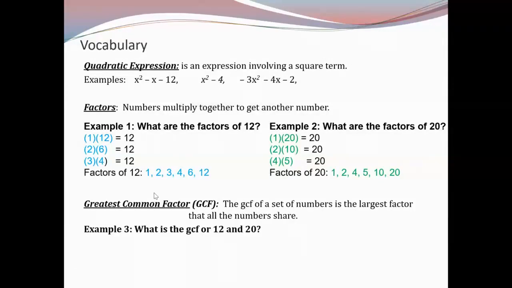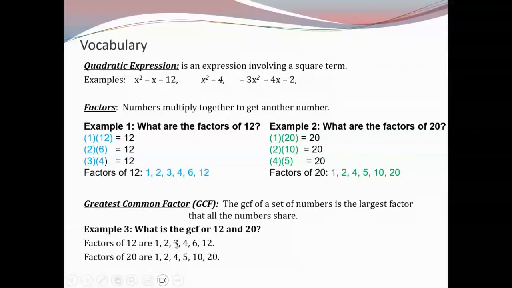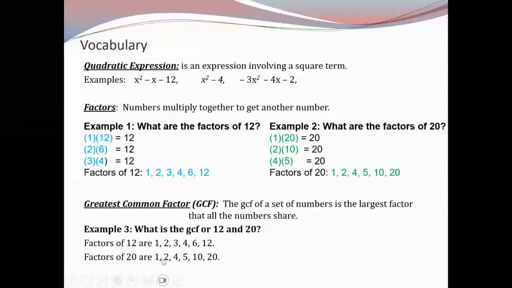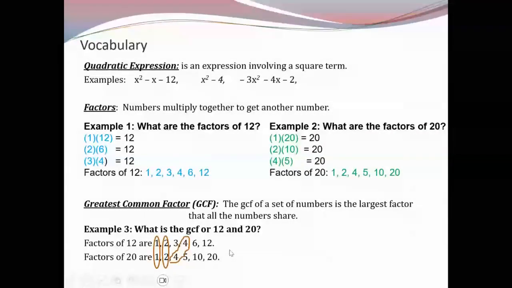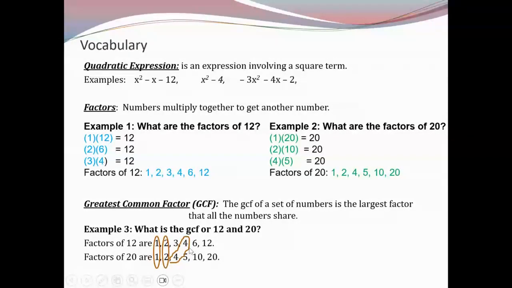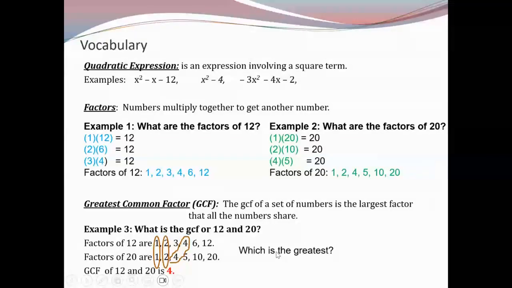Example, what is the GCF of 12 and 20? If you notice, those are the factors that we have here on top, 12 and 20. Remember, the factors of 12 are 1, 2, 3, 4, 6, 12, and we got them from up here in blue. And the factors of 20 are the ones over here in green. It's 1, 2, 4, 5, 10, and 20. So what do they have in common? The 1s, the 2s, and the 4s. So the GCF is going to be 4, which is the greatest common factor.